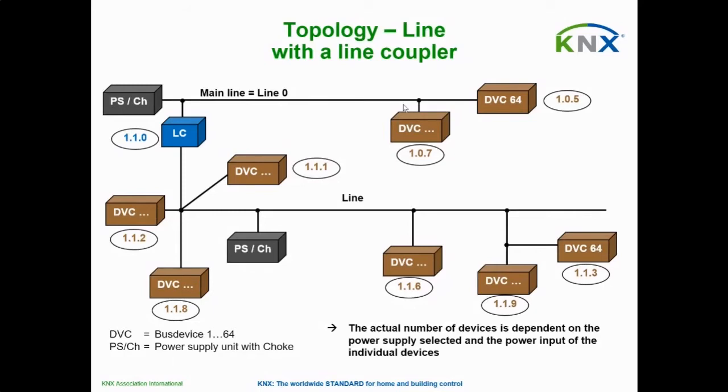Important to remember is that we need a power supply either side of the line coupler. Sometimes people forget this, but it's very important to remember. And again, each of these lines is up to 1,000 meters long. From the line coupler to the power supply on line one and out to all the devices, you have 1,000 meters. On the main line, you have another 1,000 meters. So it's important to remember you can build quite large and quite big networks with KNX.